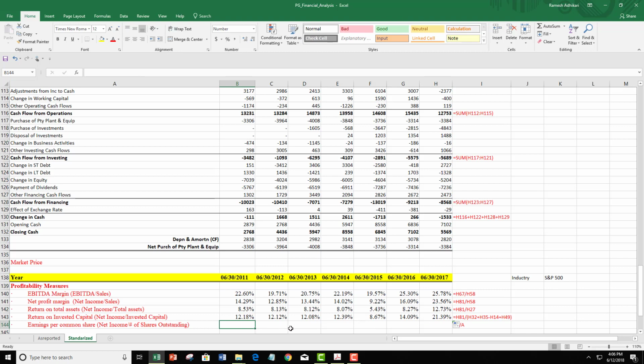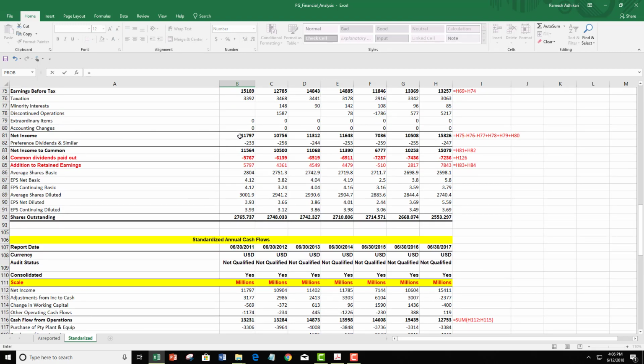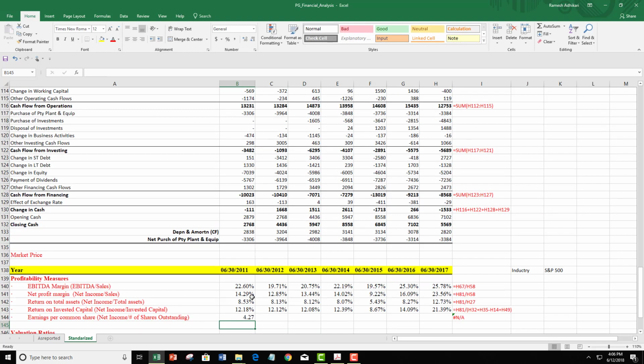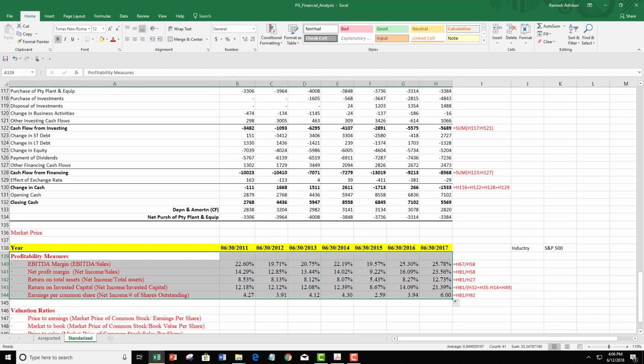Okay, the next one I have is earnings per common share, which is simply net income over number of shares outstanding. So I'm going to do this equals your net income, which is again in my row 81, over number of shares outstanding in my row 92 right here, and that gives me the earnings per share. You can drag this again to the right, and that gives me the earnings per share for all the years that I am looking at. So I have now computed all the profitability ratios.